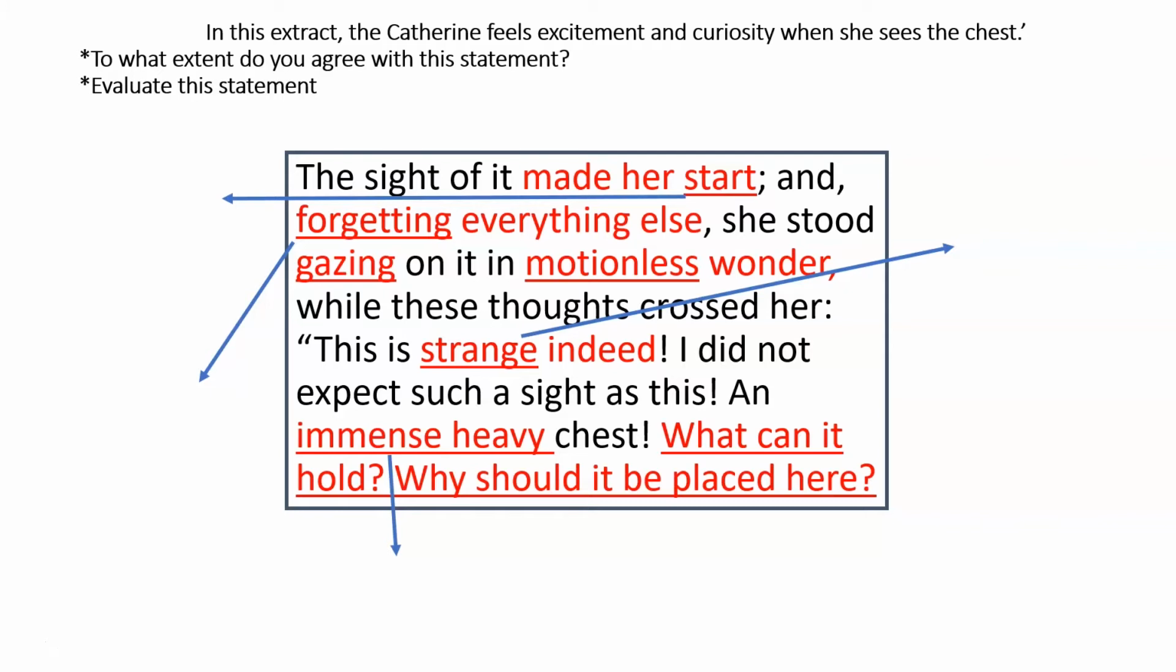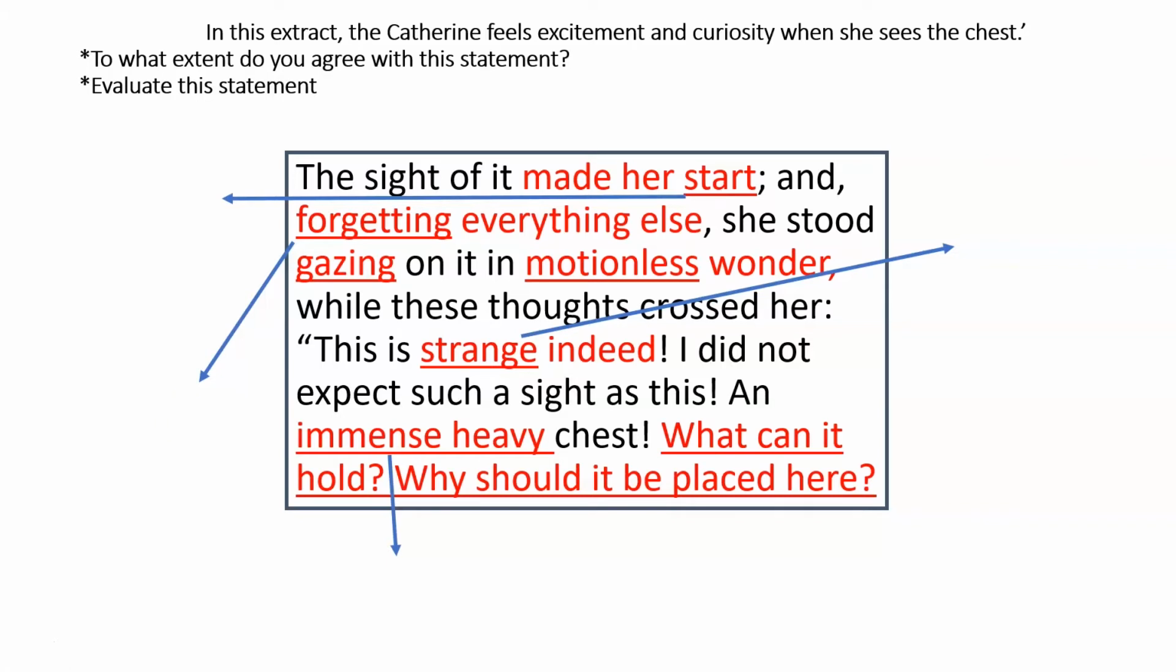Now I told you again that we're looking for evidence that suggests that Catherine is feeling both excited and curious. Then when we find the evidence, we need to look for the techniques that the writer has used to create the effects and the meanings. And you've got to say how well the writer has created curiosity and how well the writer has created excitement. So let's now look at the evidence first. I have the evidence in red font here, just so that it's easy for us to reference back to what we're talking about.